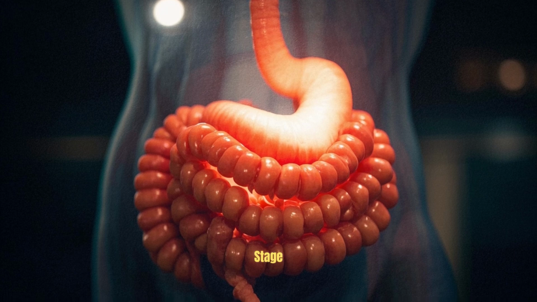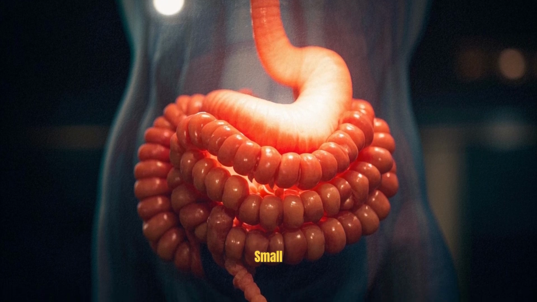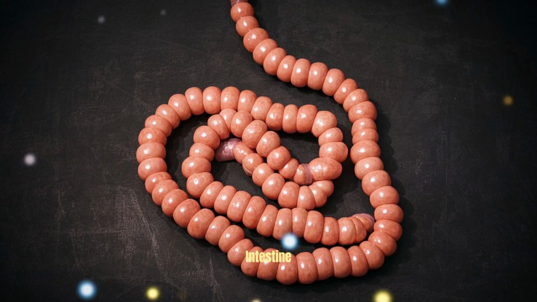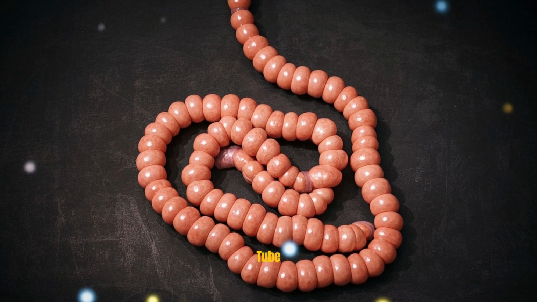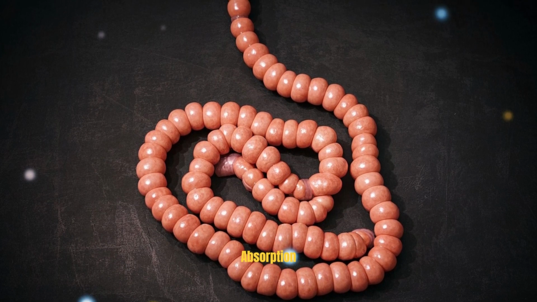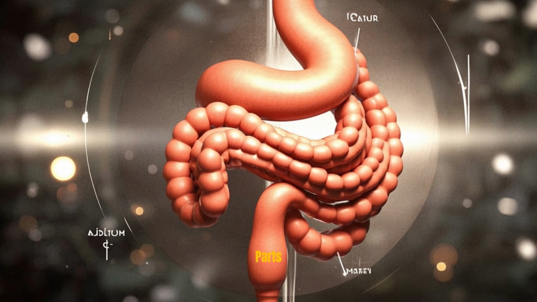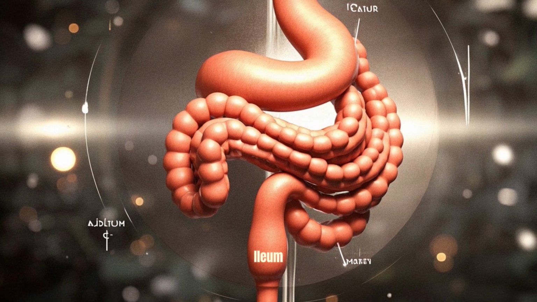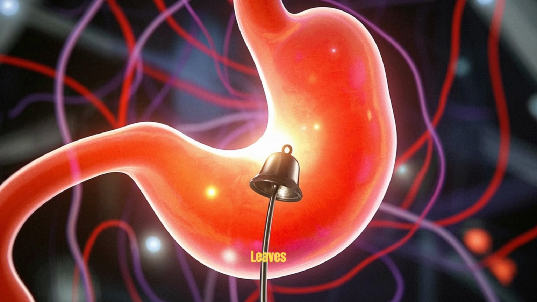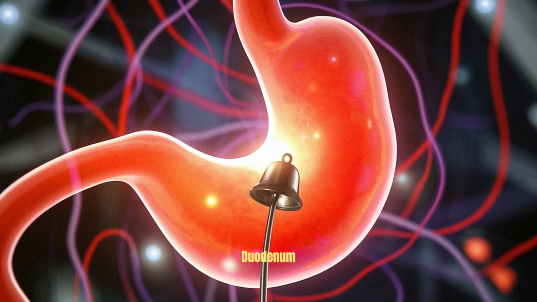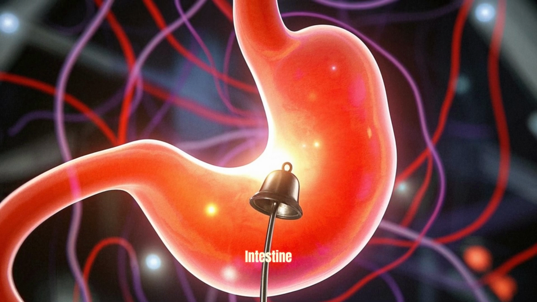Moving on to the fourth stage of digestion, which occurs in the small intestine. The small intestine is a long, coiled tube where most digestion and absorption of nutrients takes place. It's divided into three parts: the duodenum, jejunum, and ileum. When chyme leaves your stomach, it enters the duodenum, the first part of your small intestine.